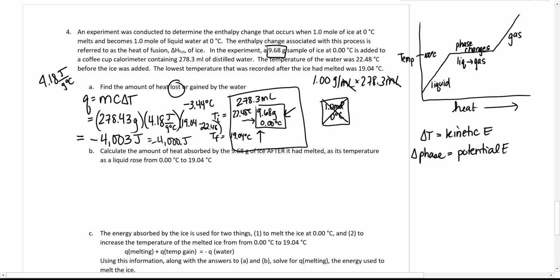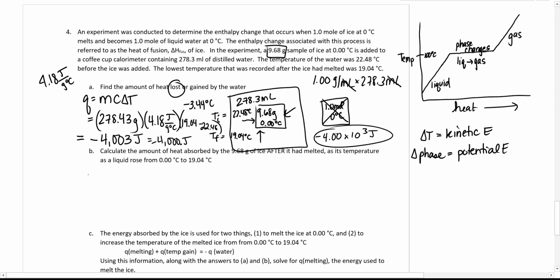If I put a decimal at the end, that would be 4 sig figs. So if I wanted to write it with 3 sig figs, I would have to do something like this: negative 4.00 times 10 to the third. That would give me 3 sig figs. FYI. Okay. Now I want to find the amount of heat absorbed by the ice after it melted.